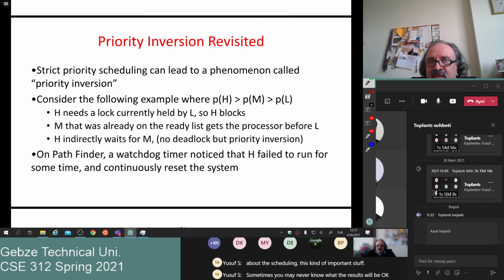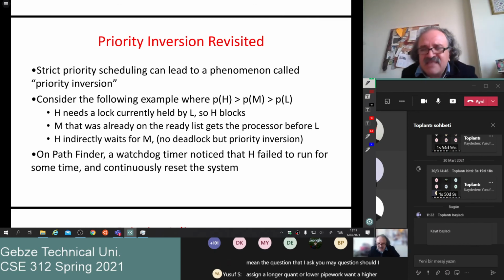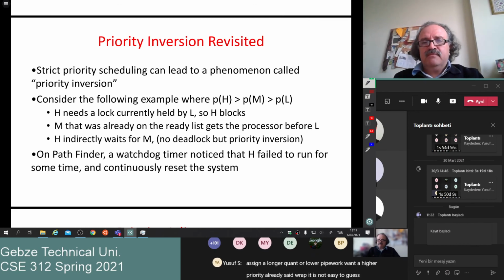Okay, I mean, the questions that you ask: should I assign a longer quanta or a lower quanta, higher priority, lower priority, etc.? It is not easy to guess at the beginning. You need to have some experience first.